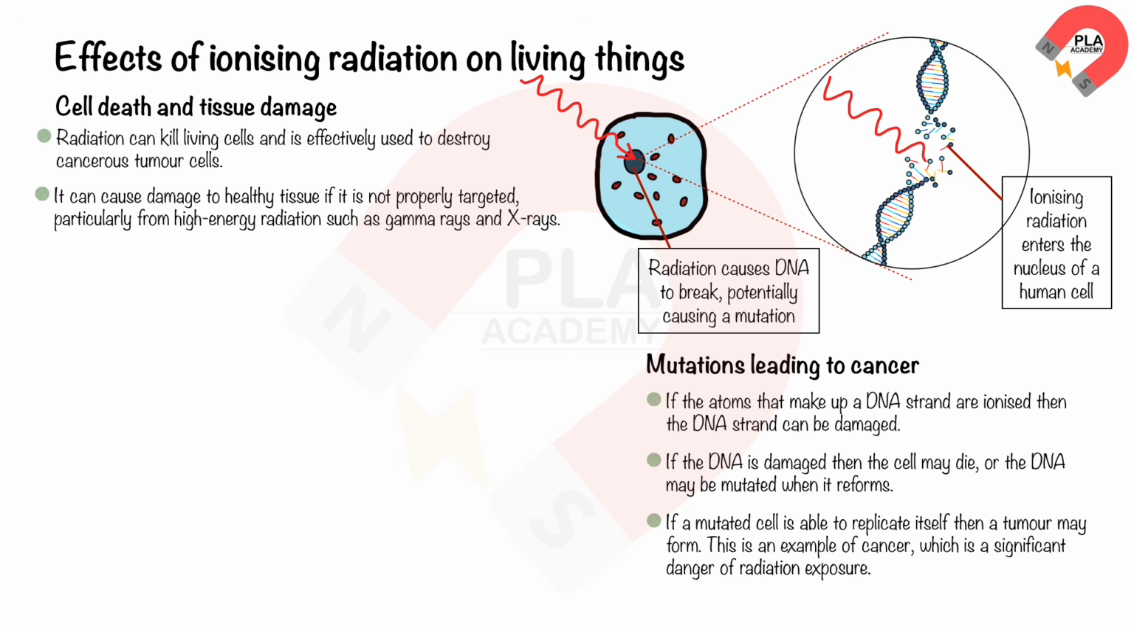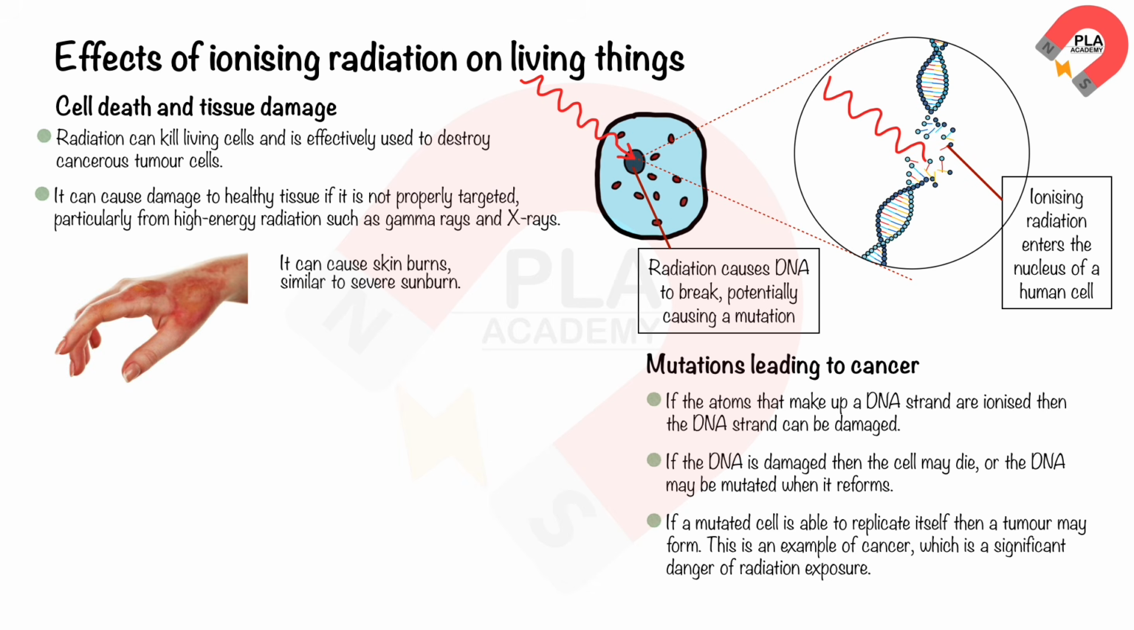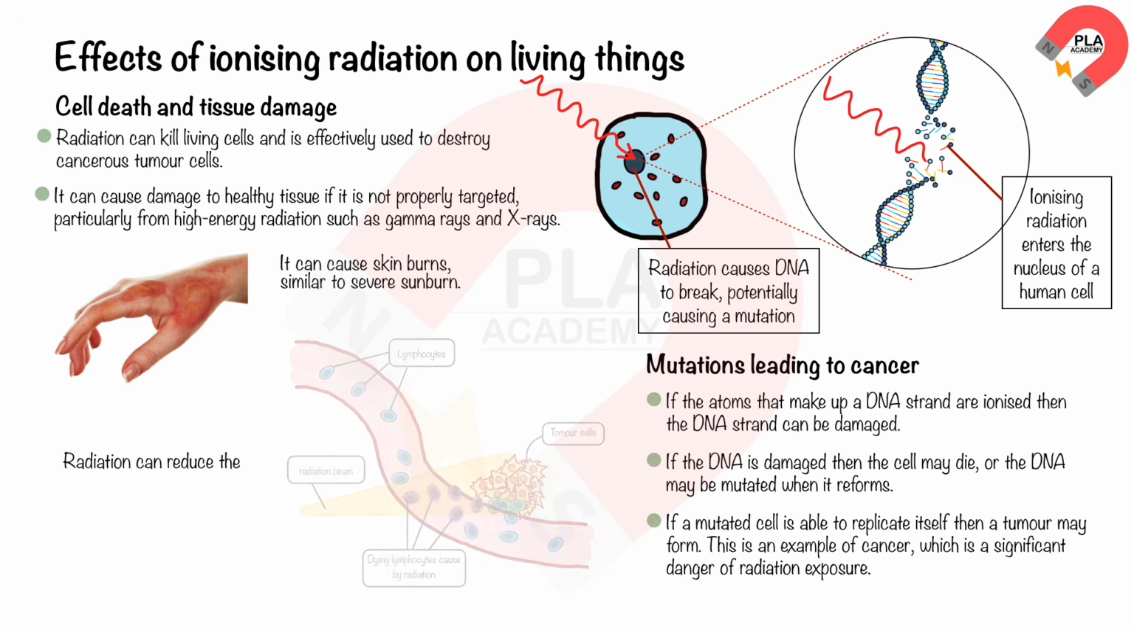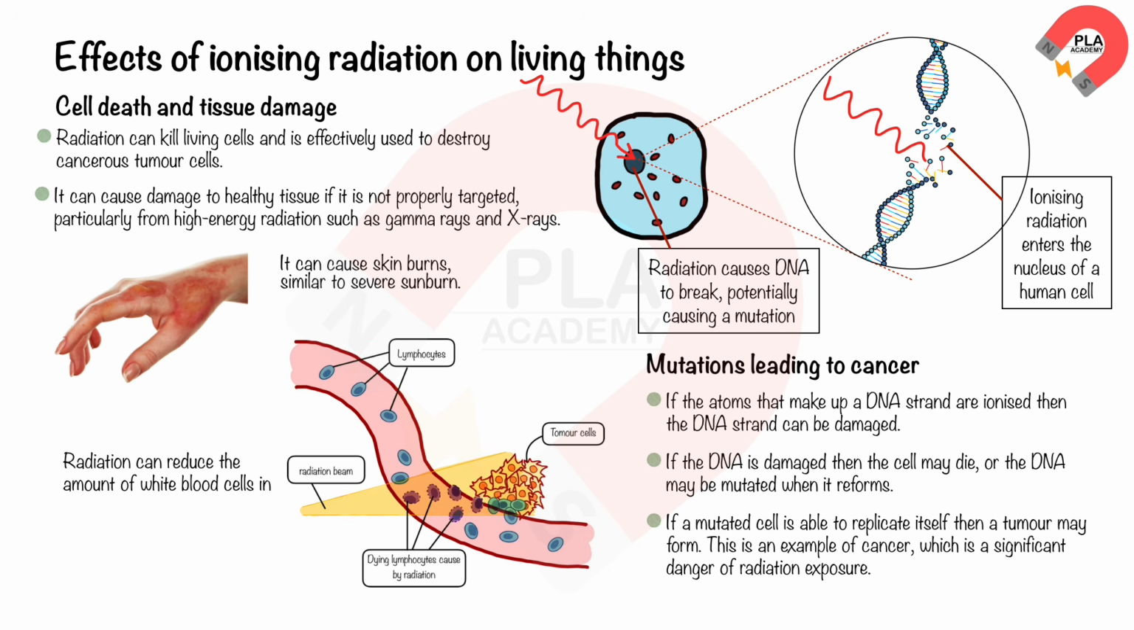Acute radiation exposure can have other serious symptoms. It can cause skin burns, similar to severe sunburn. Radiation can reduce the amount of white blood cells in the body, making a person more susceptible to infections by lowering their immune system.